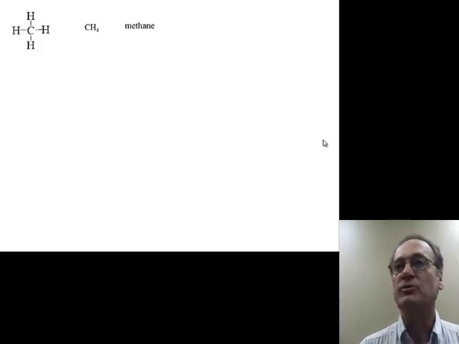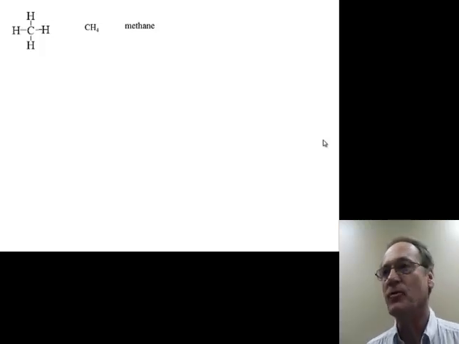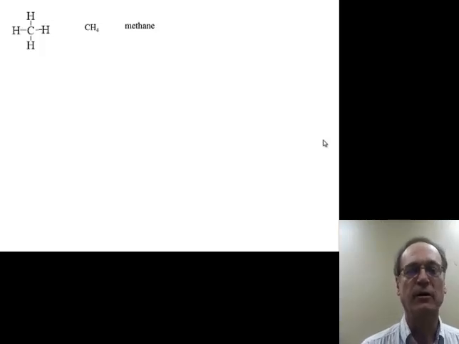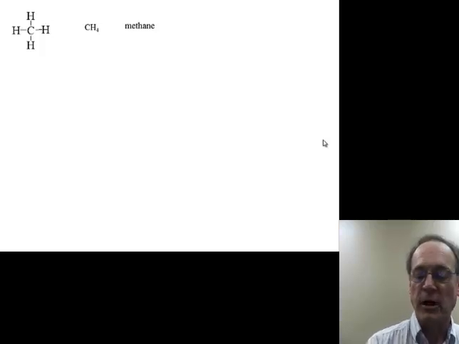By the way, this compound is called methane, and it's a real compound. It is the stuff that comes out of natural gas jets, or at least primarily the stuff that comes out of there when you light your Bunsen burners. It's also used to heat your home if you use natural gas. But it's a real compound.